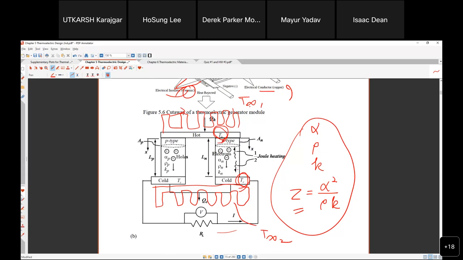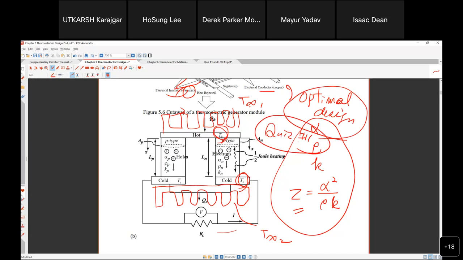That's why I developed the optimal design. Actually, quiz number one is related to this. You have to work on that. I can move on to chapter 6, but since this is the last class, I would like to emphasize this for engineering, so you understand what is happening here.